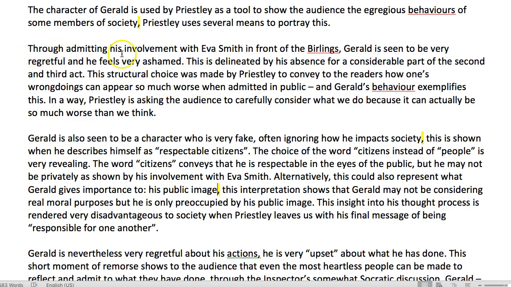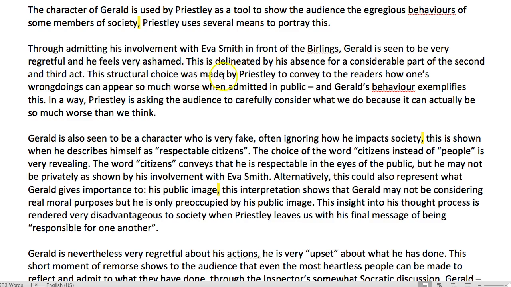"Through admitting his involvement with Eva Smith in front of the Birlings, Gerald is seen to be very regretful and he feels very ashamed." Perfect point. You need a quotation to back it up now. "This is delineated by his absence for a considerable part of the second and third act." Okay, so instead of the quotation, you've got a reference. It's a good one. It's a structural one, and tactically getting your structural point in early is very good. Often we'll forget it if you don't get it in early.